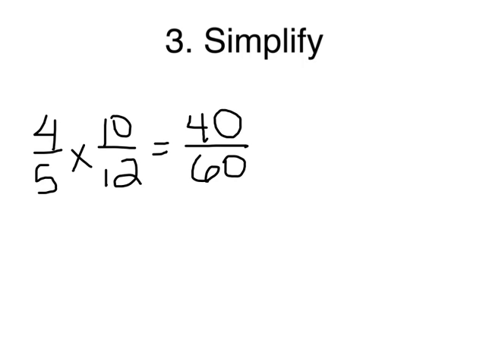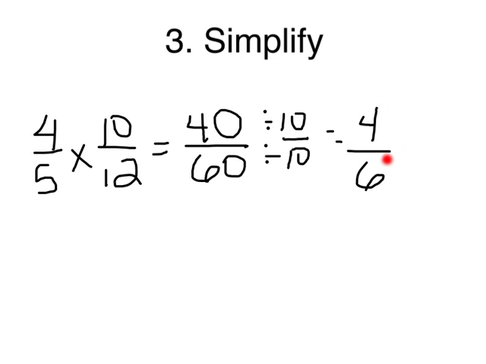I can see 40 and 60 can easily be simplified by tens. So I would divide the top, or the numerator, by 10, and I would divide the denominator by 10, because 10 over 10 is equal to 1. When I do this, 40 divided by 10 equals 4, and 60 divided by 10 equals 6.